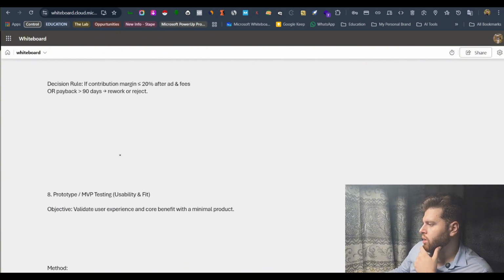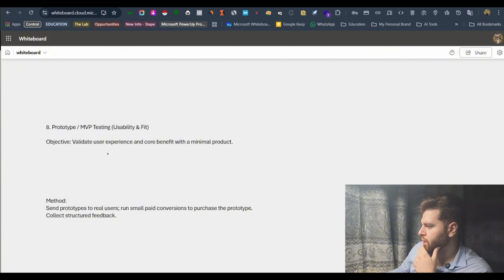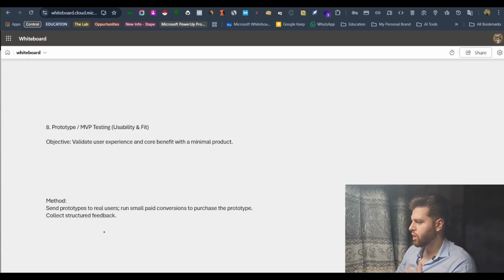The next one that we need to use is the MVP testing. The objective here is to validate the user experience and core benefit with a minimal product. The method is sending prototypes to real users. This is what I actually did. I just shipped 20 items and sent them to friends and people I know. I saw their reactions. They were very happy.